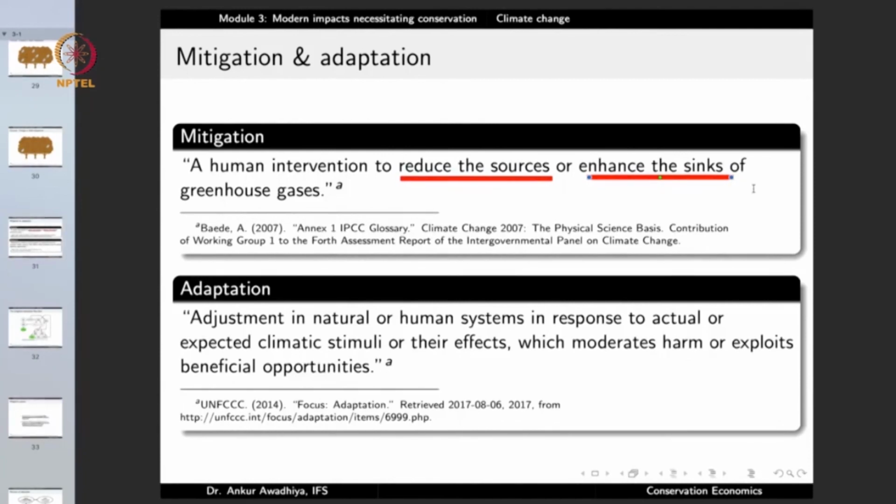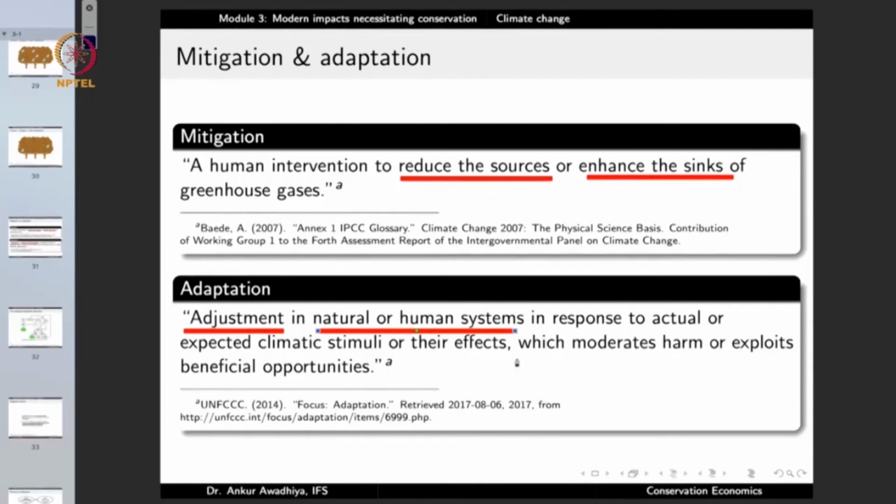The other way out is adaptation. Adaptation is an adjustment in a natural or human system in response to actual or expected climate stimuli or their effects, which moderates harms or exploits the beneficial opportunities. So, it is an adjustment in the system. You are trying to adjust your lifestyle, you are trying to adjust your profession, you are trying to adjust the industry you are working in, or you are trying to make adjustments in the ecosystems. So it can be an adjustment in either the natural systems or in the human systems.